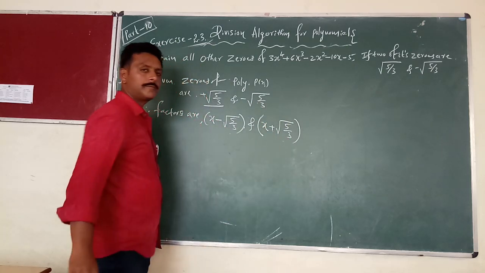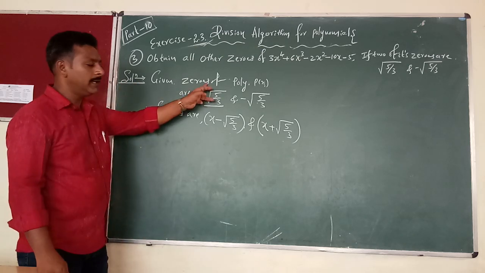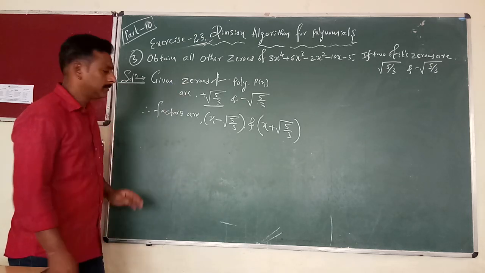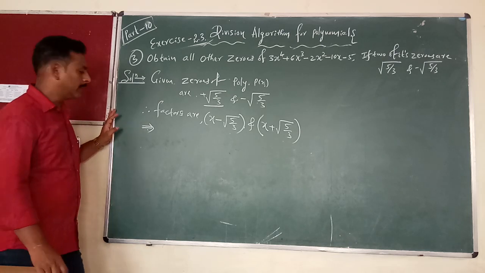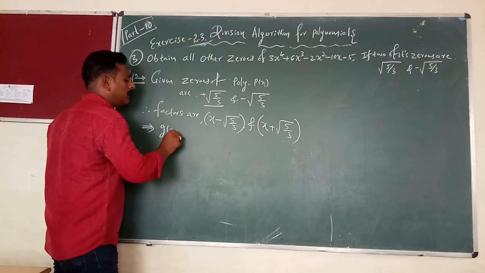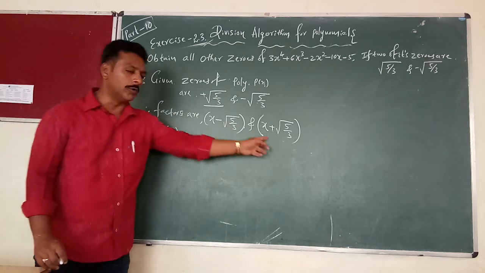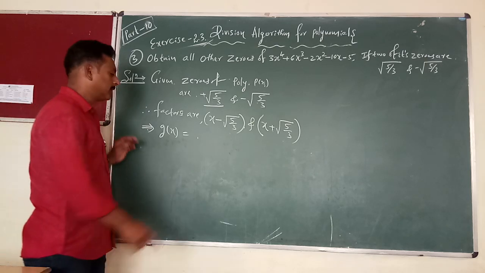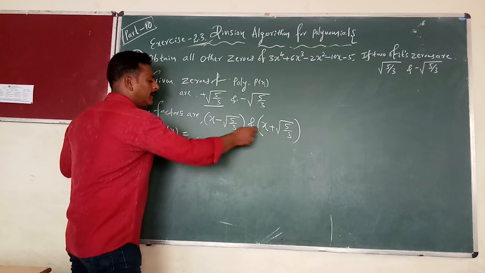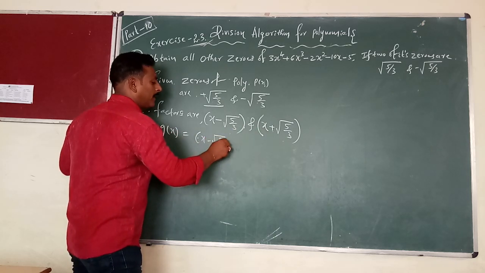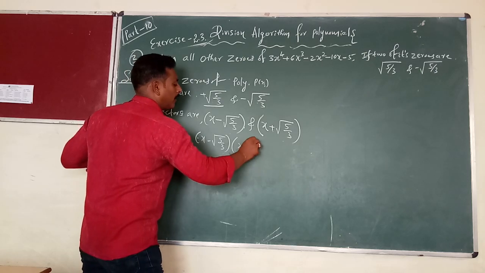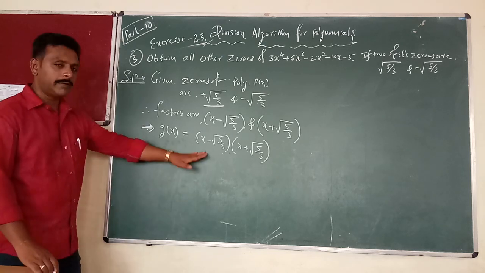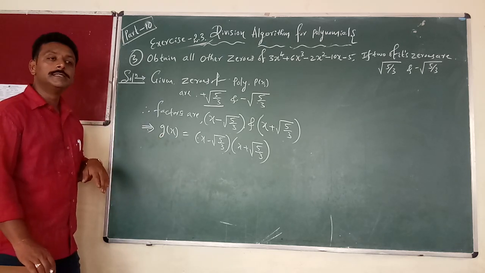These two are the factors of p of x. So this implies I am going to get g of x, because if we multiply these two we will get one polynomial which is called g of x. Therefore, g of x is equal to the product of these two, x minus root 5 by 3, another bracket x plus root 5 by 3. Multiply this, then whatever polynomial you get, that you have to consider as g of x.